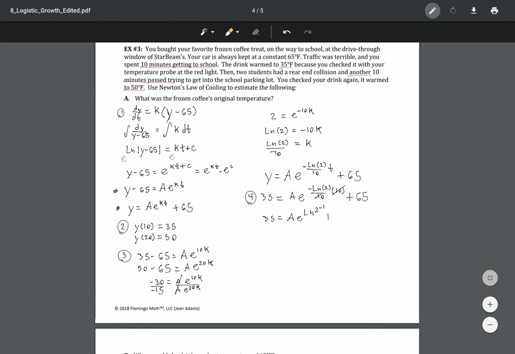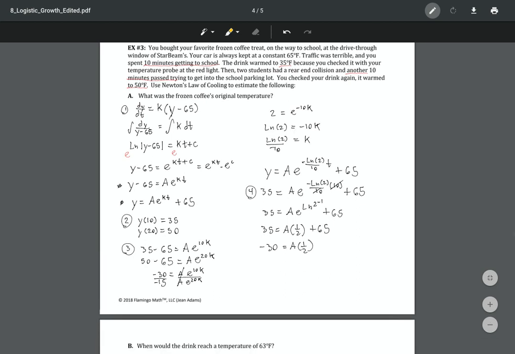Okay. So plus 65. So this right here, the e to the natural log is going to become a times 2 to the negative 1, or I can write this as a to the 1/2 power plus 65. Now I can go ahead and solve. So this is negative 30 is equal to a to the 1/2. So I'm going to multiply both sides times 2. So a is going to be equal to negative 60.